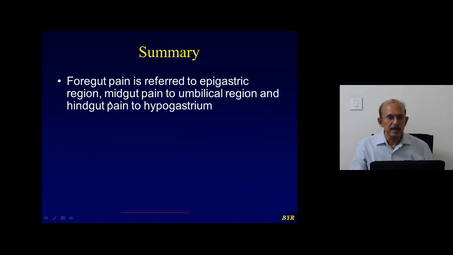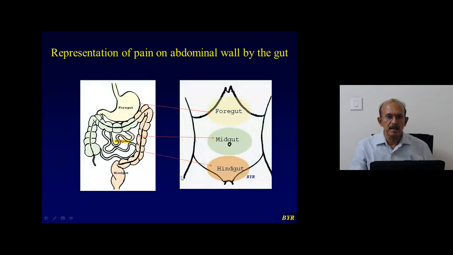Foregut pain is referred to the epigastric region, midgut pain to the umbilical region, hindgut pain to the hypogastric region.